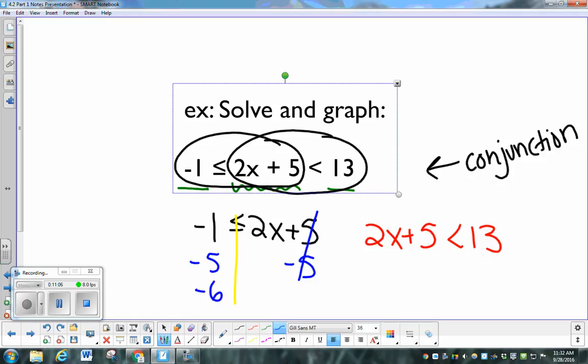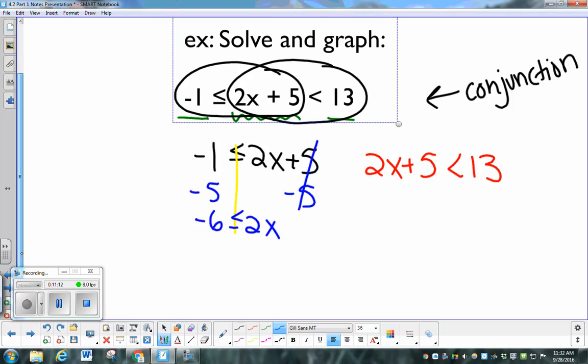We're left with negative 6 is less than or equal to 2x. And then we can divide by 2. So we're left with x is greater than or equal to negative 3. I did not switch my sign because I divided by a positive 2. So here's one of my conditions. X has to be bigger than or equal to negative 3.